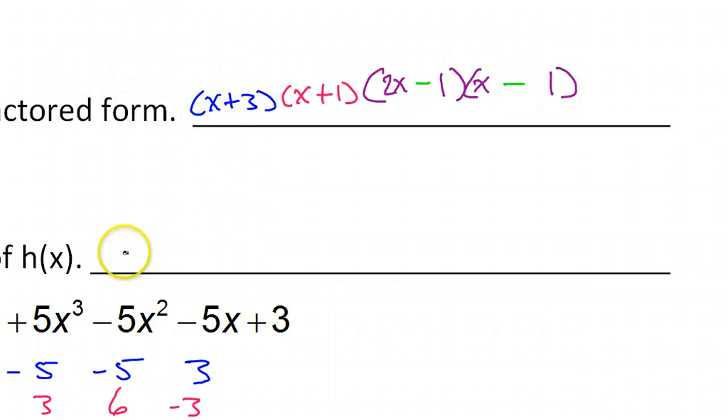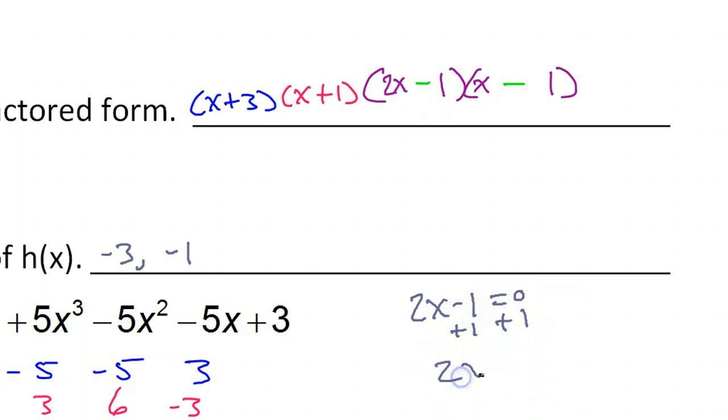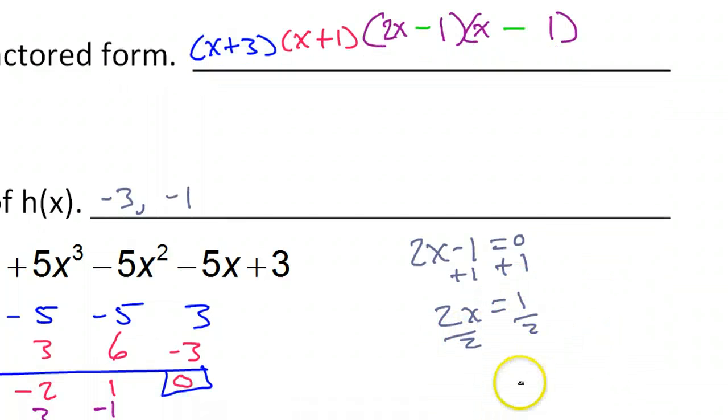From the x plus 3, I remember that was my -3, and the x plus 1 came from -1. And from the 2x minus 1, if I set 2x minus 1 equal to 0, I could add 1 to both sides. That would give me 2x equals 1. I could divide by 2. That's going to give me x equals 1/2. So I've got 1/2. And then from the x minus 1, that's going to just give me 1.